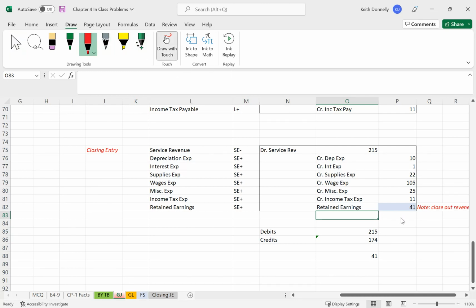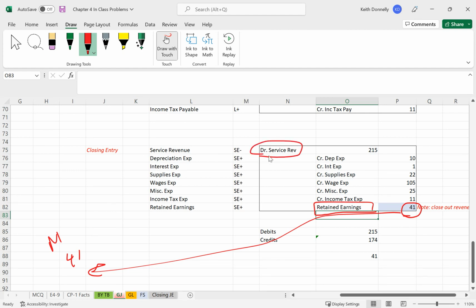And the idea with this, if you remember looking at that income statement, our net income was 41. You're basically just taking your revenues and your expenses, getting rid of all of them, and then putting that net income into retained earnings. So that's it with that problem.